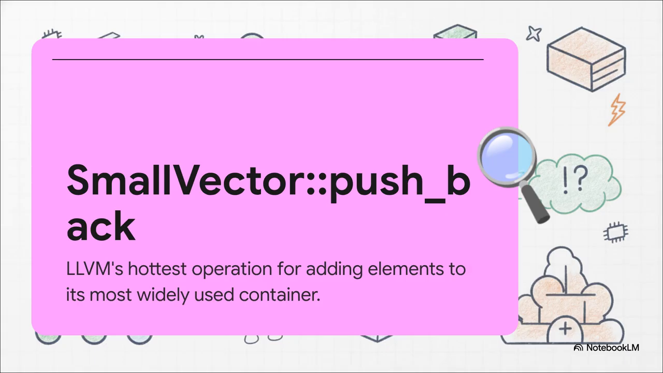What's the fast path? Well, when you add an item, the vector checks if it has enough pre-allocated capacity. If it does, boom, it just drops the item right in. That's the fast path. If it's out of space, it hits the slow path and has to allocate new memory. For peak performance, that fast path needs to execute with literally zero friction.